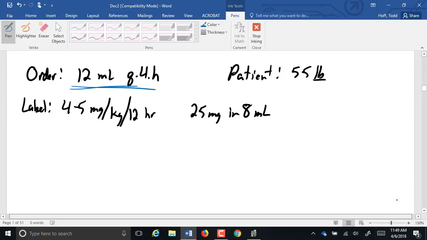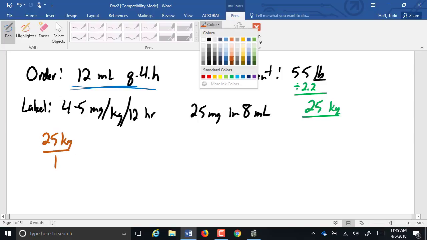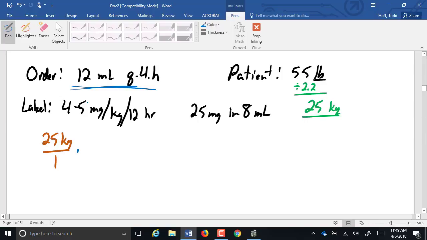Our first step, again, is going to be to change their weight to kilograms. So 55 divided by 2.2 is 25 kilograms. So we're going to start out our calculation with the 25 kilogram patient. Our first step, we're going to choose whether to use the minimum or maximum. I almost always choose the maximum, 5 milligrams per kilogram. So 5 milligrams per 1 kilogram, so that the kilograms will cancel out.